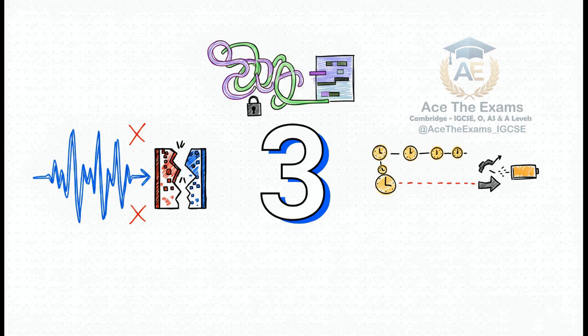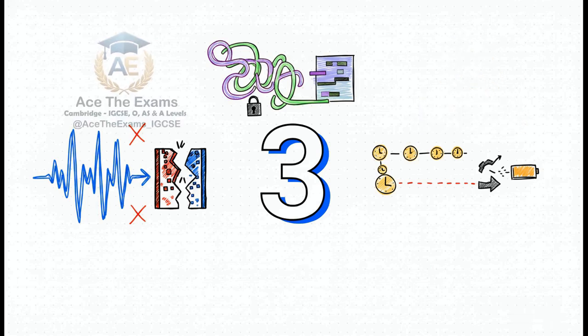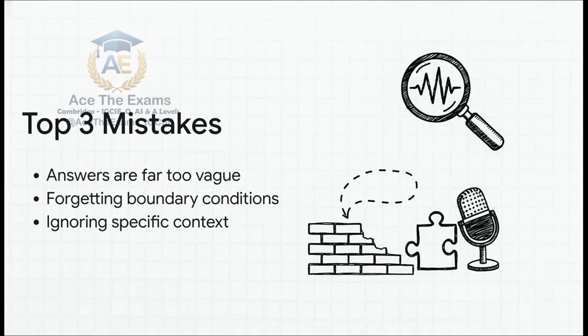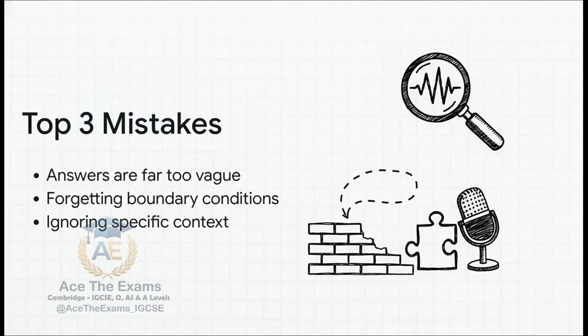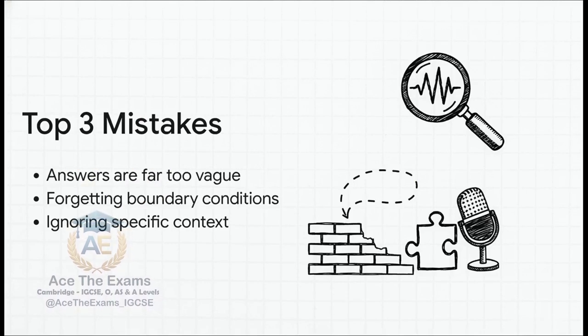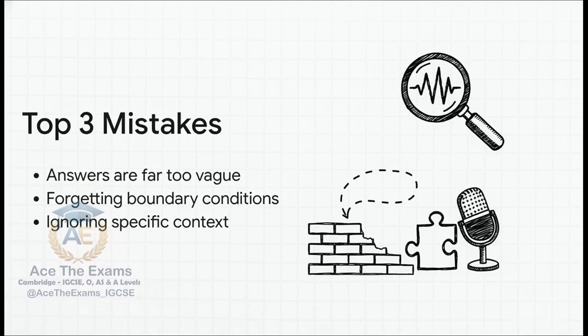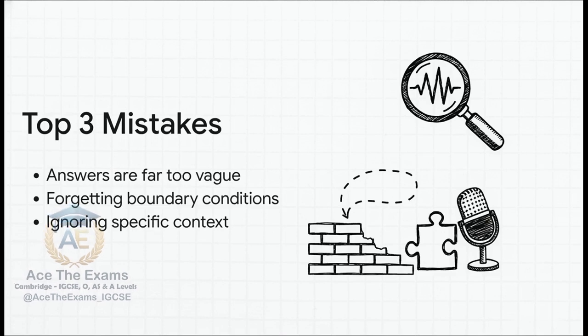Three major roadblocks stand between an average passing grade and a top-tier elite result when discussing analog to digital conversion. Let's break them down. Here they are. Warning 1. Answers are far too vague. Listen, stating something like "digital sound is better" or "a higher sample rate means better quality" will earn you absolutely nothing. It's too generic. Examiners want specific technical details.